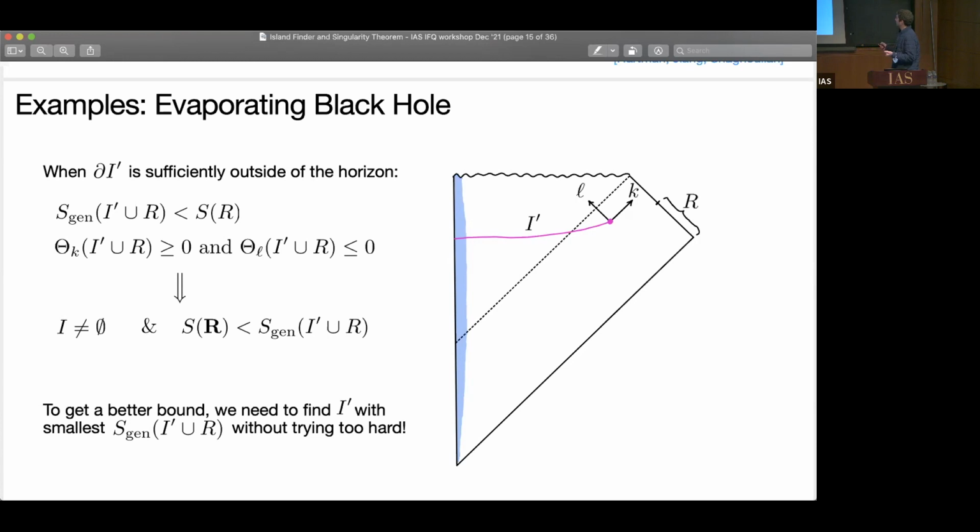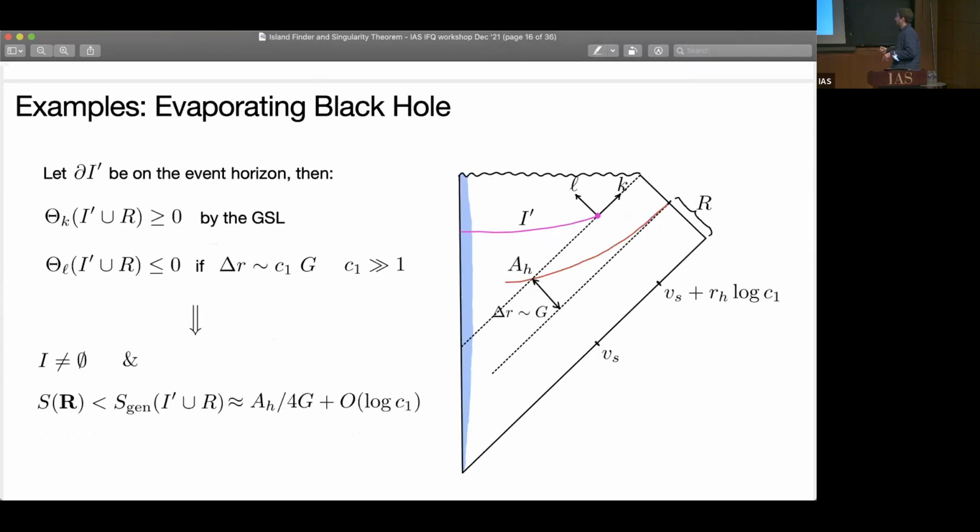Now, the cost of bringing I prime out is that the area term is large, and it therefore doesn't give us the best upper bound here. So, for practical purposes, I'll show you how one can try a little bit better. We can put, for example, the boundary of I prime on the event horizon and rely on the generalized second law to give us the sign that theta K of I prime union R is greater than or equal to 0. Now the area variation in the L direction is still large and negative.